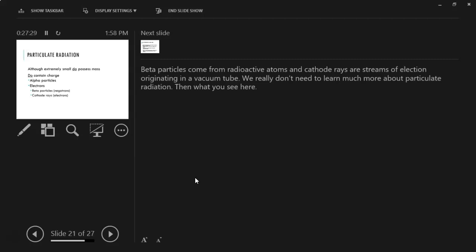I think there's 1 or 2 questions on the exam about particulate radiation, and I can almost guarantee you it's something about whether or not it has mass. I don't even know if there's 2. There might only be 1. So if you need to remember anything, that's pretty much what you need to remember.